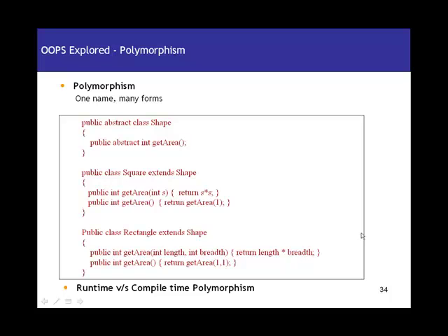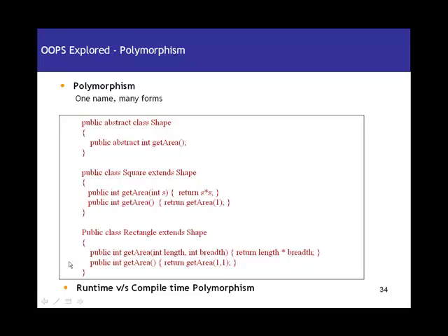So let's have a look at an example here to understand what this really means. I'm going to take the same example here. I've got this class called shape. This is an abstract class, and it has got an abstract method called getArea, right? And I have two other classes as well, square and rectangle, which are nothing but subclasses of the class shape, and they also have an implementation of the getArea method.